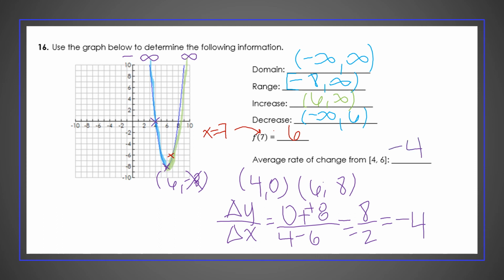The other thing that you can do to determine average rate of change is to count the rise over run. So if you start at 4, you would go down 8, which would be -8, and you would go over 2. So -8 over 2 is -4. You can count rise over run as long as you have a graph.